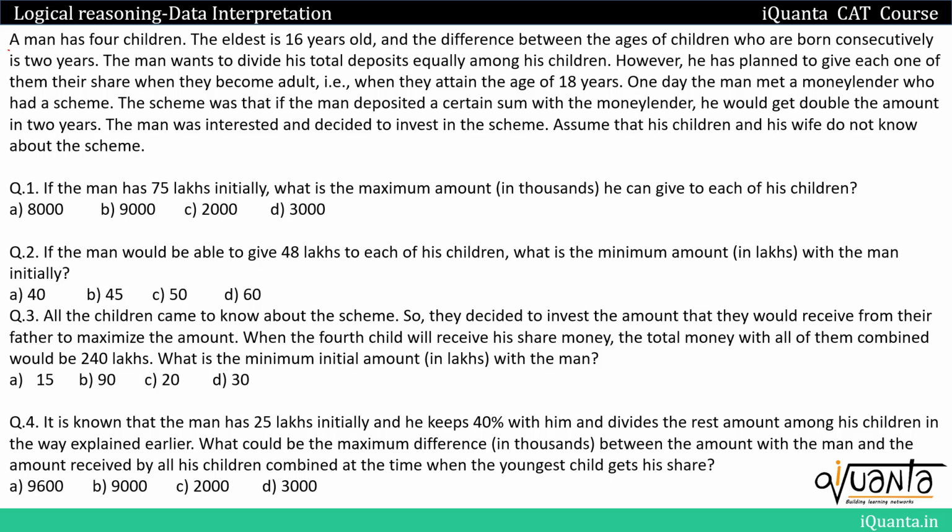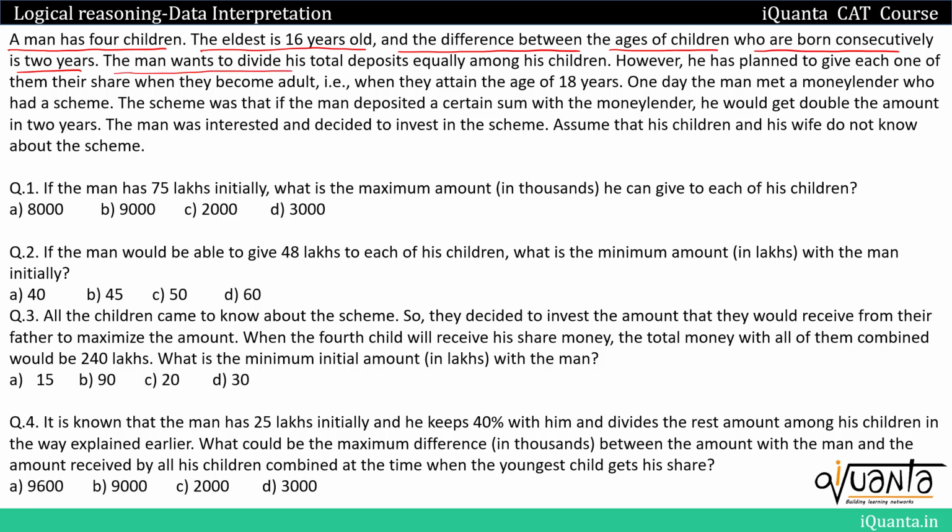The question is, a man has 4 children, the eldest is 16 years old and the difference between the ages of children who are born consecutively is 2 years. So that means the eldest is 16 years old, just after that the child will be 14 years old, then the next one will be 12 years old and the youngest one will be 10 years old.